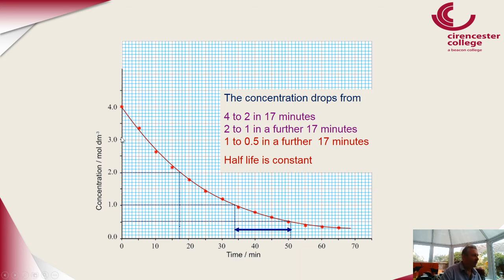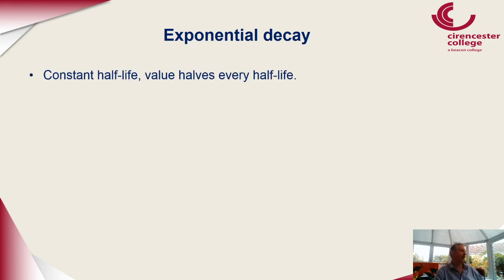You could make it going from different half points, so from 3 to 1.5, from 2.5 to 1.25, along here. Okay, and it should be the same. So this is called exponential decay. We've got constant half-life.